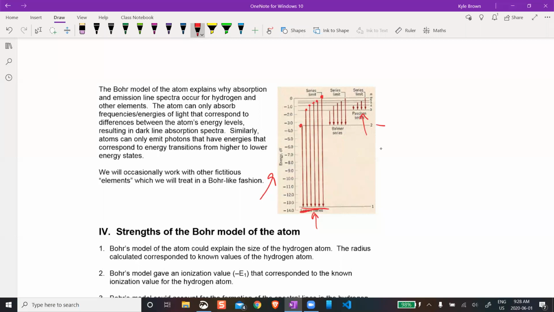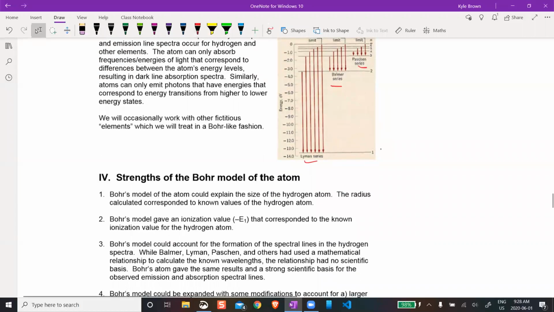So remember, these things can take any path down. They could jump to any line. And then you've also got your Paschen series that jump down to this one. And you actually would have other ones that would be down to this one, right? There would be different series going on. But these are your primary or most prevalent different series of radiation or of light that you're going to see, the emitted light.